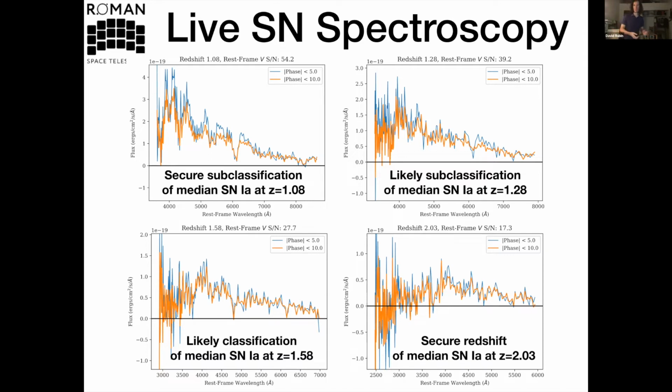So you're going to need to do some sort of Bayesian analysis that will protect against Eddington bias there. But the data are fundamentally controlling what you want for subclassification. You'll just need to be a little careful with the analysis. Okay, going up to redshift 1.6, I would call that a likely classification of a type 1a supernova. The red silicon line is visible.